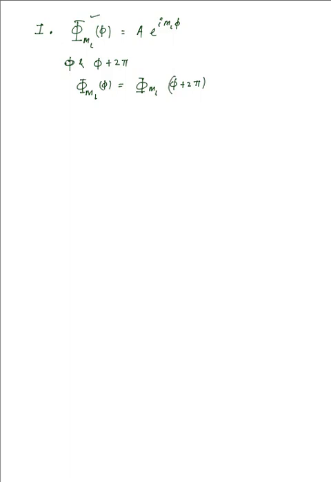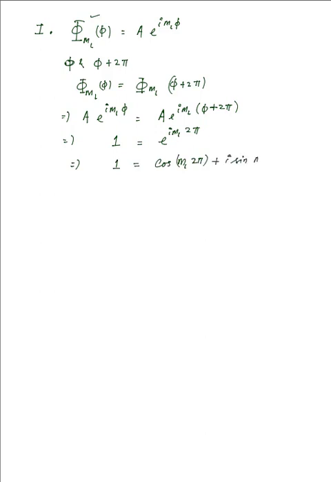And as a result of that, we must also have a e raised to the power i ml times phi equal to a e raised to the power i ml times (phi plus 2 pi). And that gives us 1 on this side to be equal to e raised to the power i ml times 2 pi, with the terms cancelling out. And as a result of that, we have 1 equal to cosine of ml 2 pi plus i times sine of ml 2 pi.